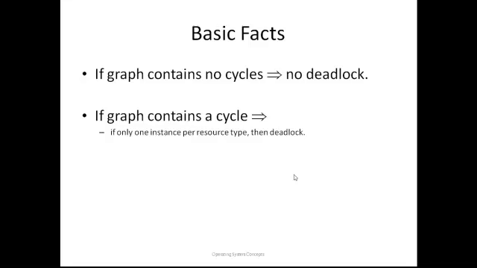So the basic facts: if a graph contains no cycles, then there is no deadlock present. If a graph contains a cycle, then we have deadlocks depending on various situations. If there is only one instance per resource type, then deadlock arises. If there are several instances per resource type, the possibility of deadlock is there, possibility, not sure.